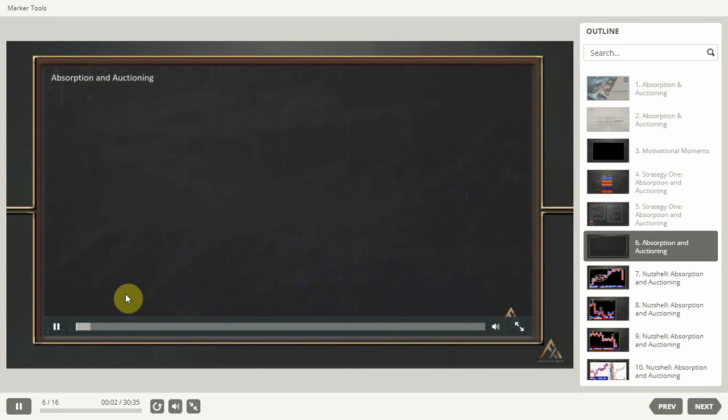Okay, so what we're going to do over the next couple of slides now is introduce the trade strategy of absorption and auctioning, and take a look at real practical application of the strategy, firstly by drawing the strategy and showing you where the various principles fit into it, before then turning our attention to the practical examples, which will include both static examples as well as live examples.